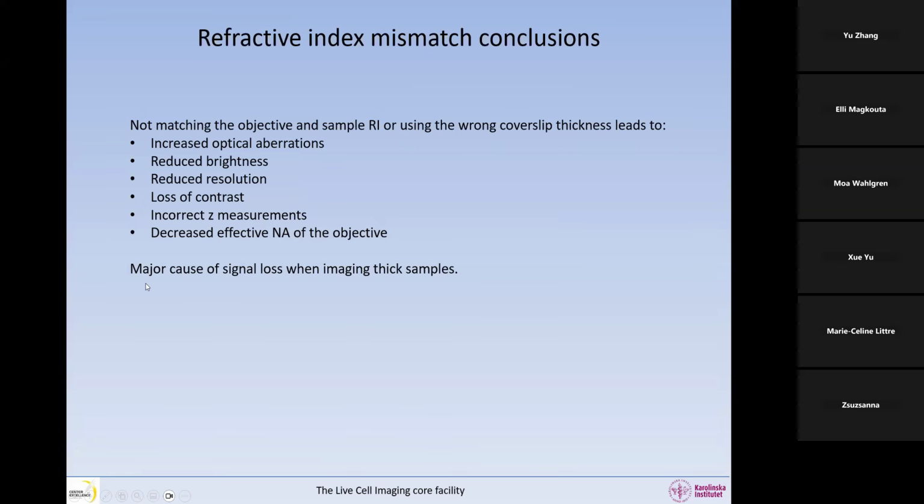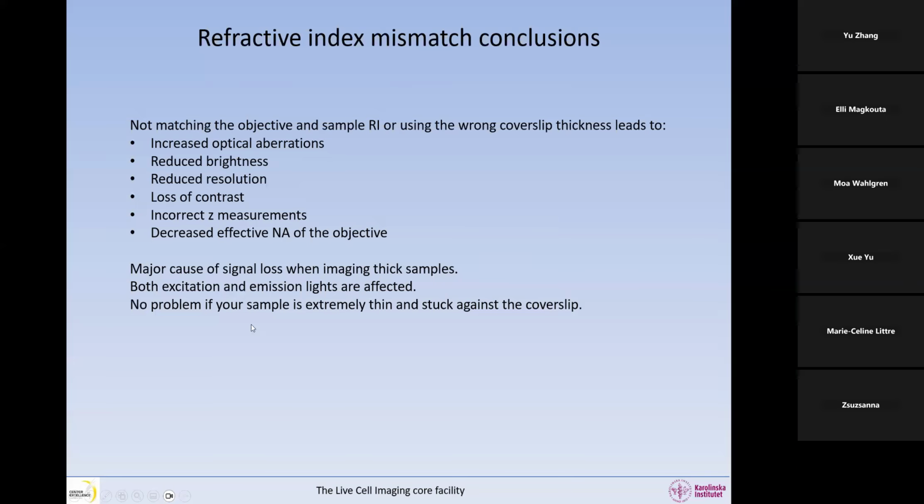Optical aberrations are one of the major causes of signal loss when you image thick samples. And when I say thick, again, at 10 microns, you already see the effect, okay? So it's not very thick. Both the excitation light and the emission light are affected.